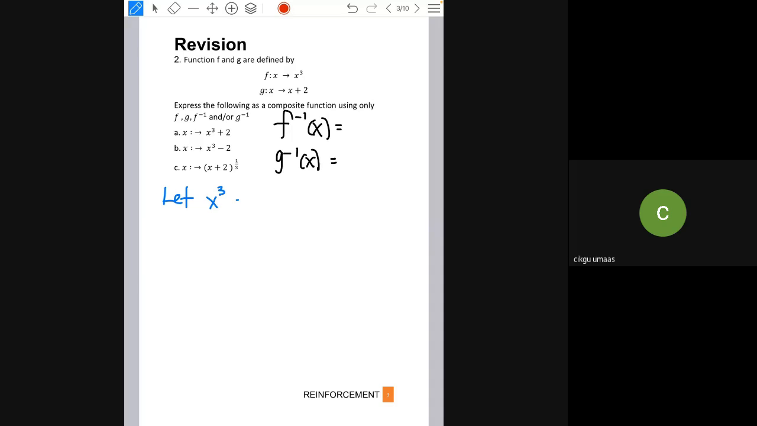x cubed equal to y. So when you move the 3 to the other side, do you get y to the power of 1 over 3? So your F inverse is exactly x to the power of 1 over 3.